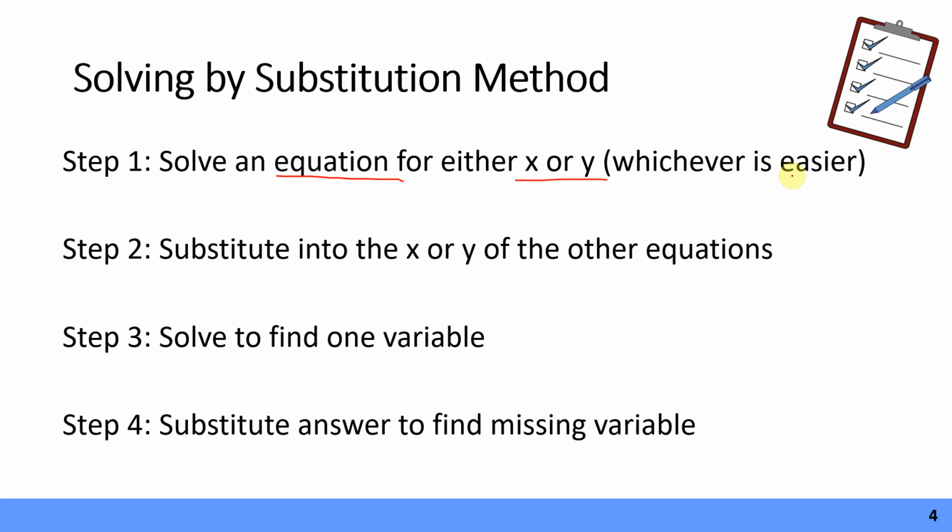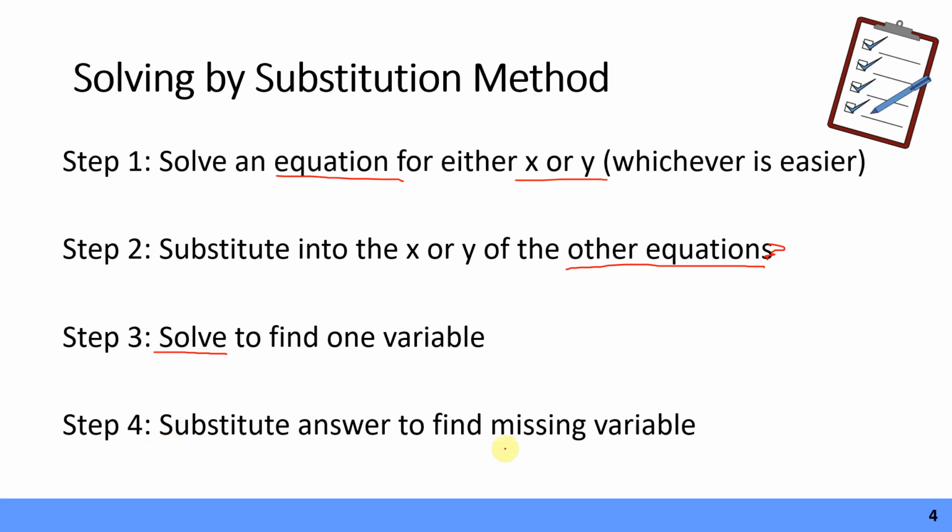Once step 1 is done, step 2, you're going to substitute the x or the y, whichever one you solved for in step 1, into the other equation. Okay, so I'm sorry about that. It should just be 1 into the other equation. Step 3, you're going to solve for one of the variables. So once you solve, you're going to end up with the answer for x or y.